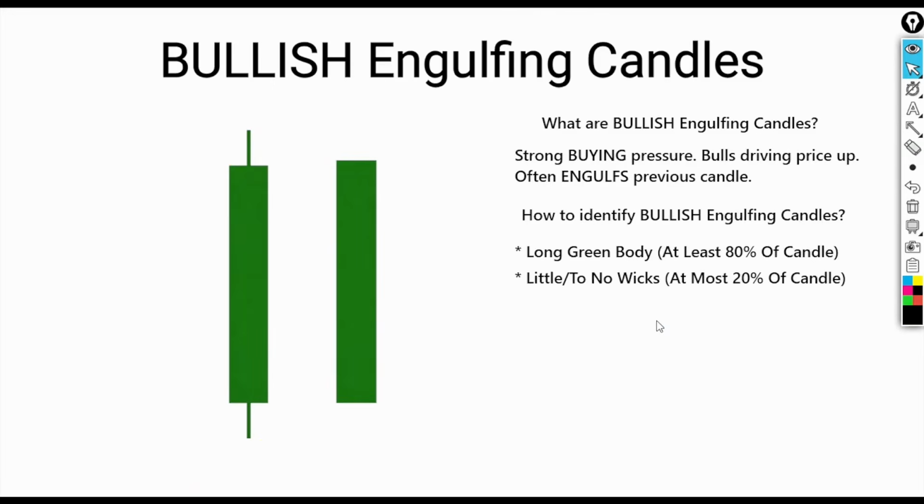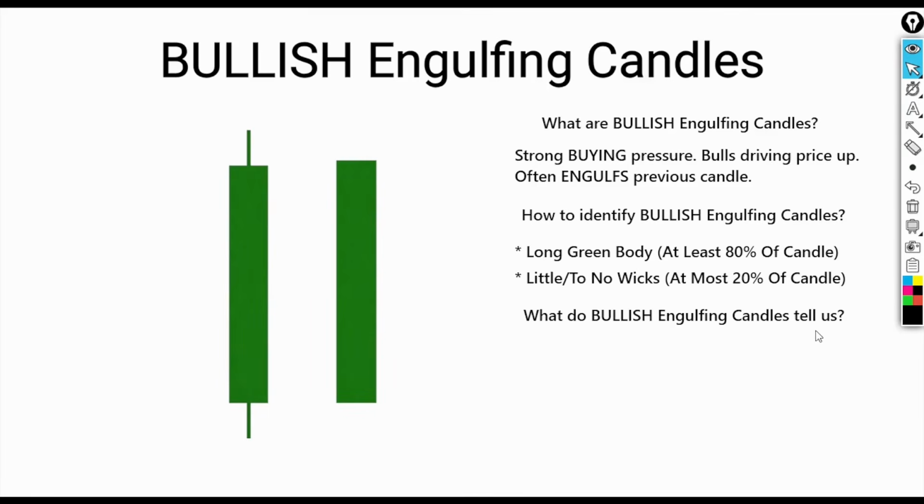So let's recap on everything we just discussed. We know that a bullish engulfing candle has a long green body making up at least 80% of the candle. And we also know that bullish engulfing candles have little to no wicks. The ones that do, the wicks must make up at most 20% of the candle. And that is pretty much how you identify bullish engulfing candles. Okay, so we've just covered what bullish engulfing candles are and how to identify them. Next up, we're going to take a look at what bullish engulfing candles tell us, essentially what they could signify.